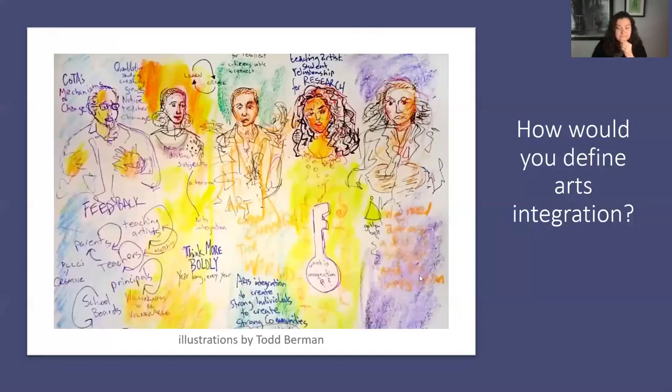Since this is about arts integration, we wanted to start off asking you how you define arts integration. So if you'll take a second, and that means 30, type in the chat how you would define arts integration right now. You can unmute yourself as well. And Jennifer and Joanne will share that with us.